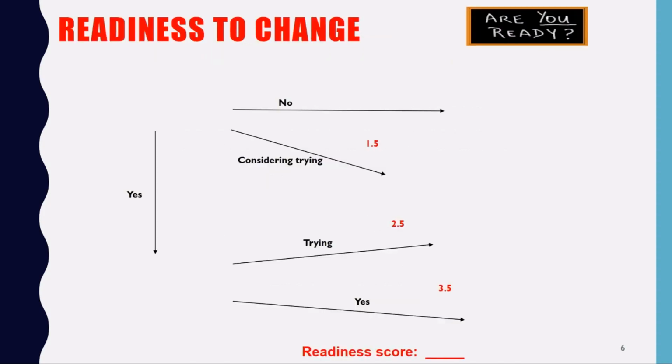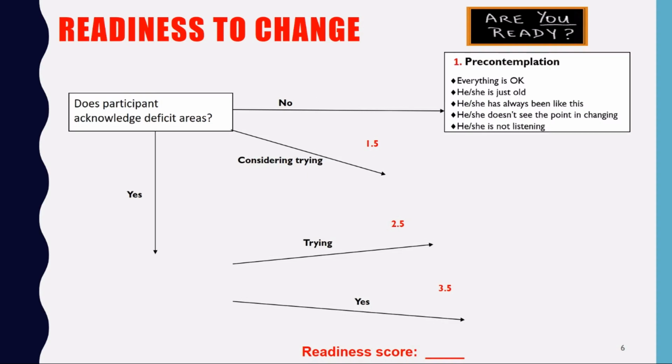Remember, you're going to begin to assess readiness to change to understand if the participant wants to change or not, and what phase of change they might be in. This will help you to understand if a participant is actually ready to change so that you know if you should expend your energy there or not. So first you assess yes or no. Are they ready to change?